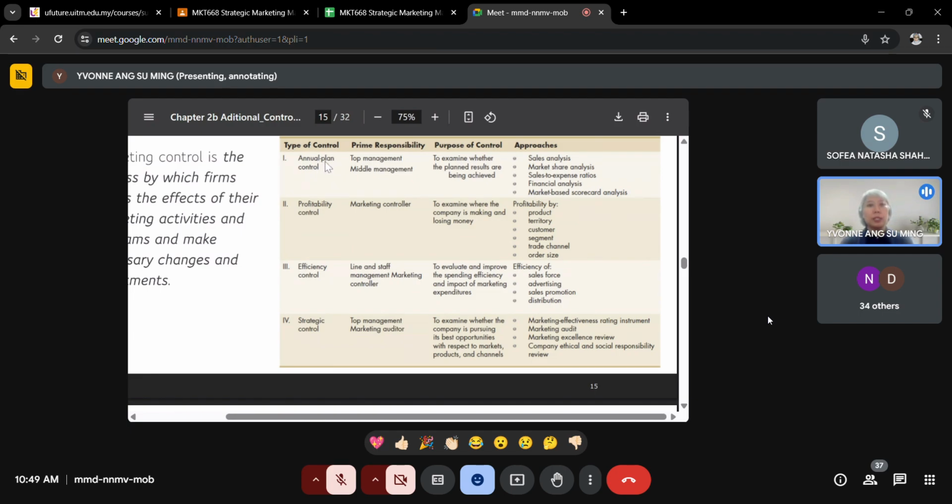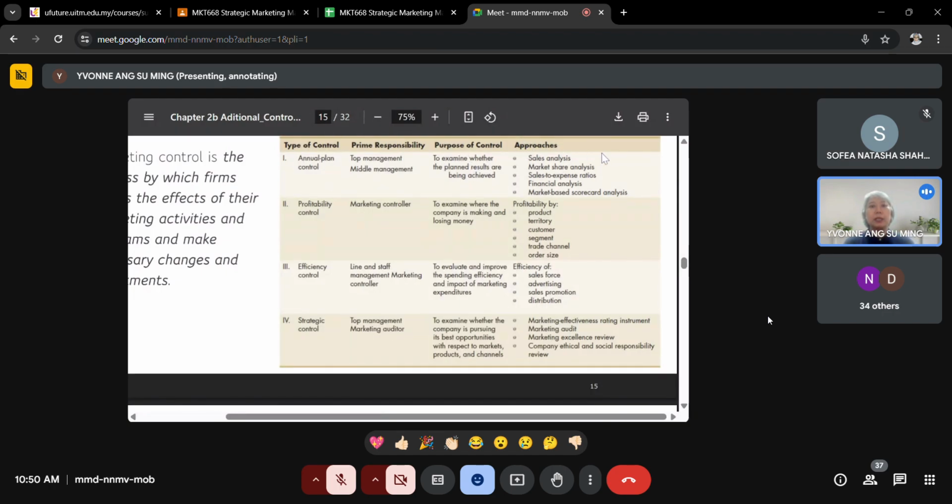Right. So here, apa yang dia nak monitor on a yearly basis is to see whether dia punya objectives, dia punya goals can actually be achieved. Right? And we're talking about this one, a higher level punya viewpoint. Okay, a more big picture punya view. So how do they go about and look at this annual plan punya control yearly? What is the approach that they will use?